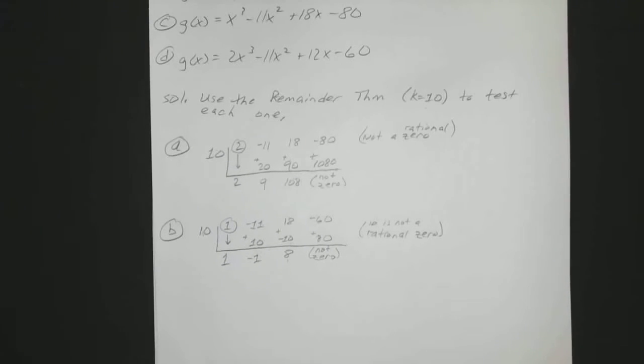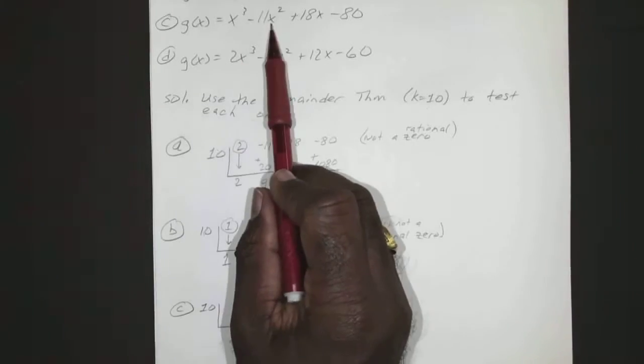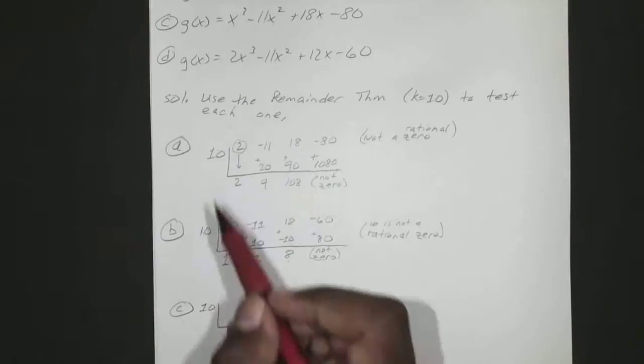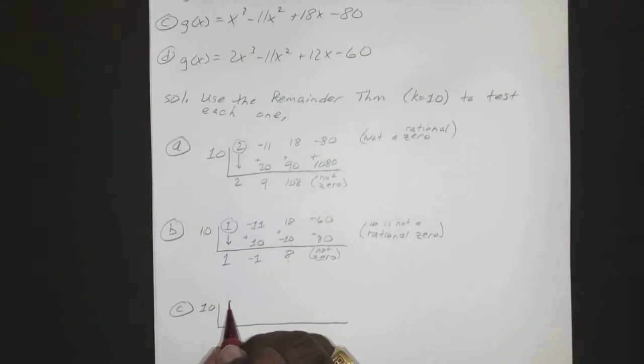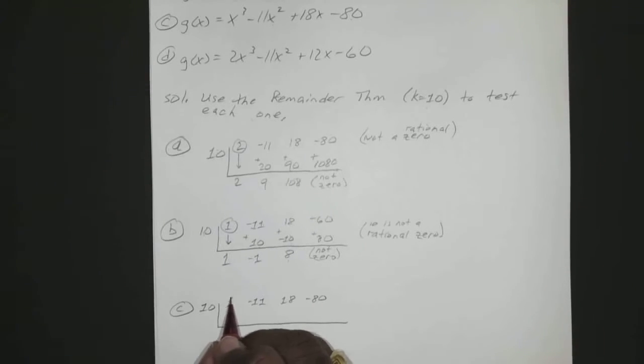All right, so now we do the same thing for C. We put our 10 here, our upside down division bracket, and we write all of our coefficients. So you have 1, -11, 18, and -80. You get your first one and just bring it down.